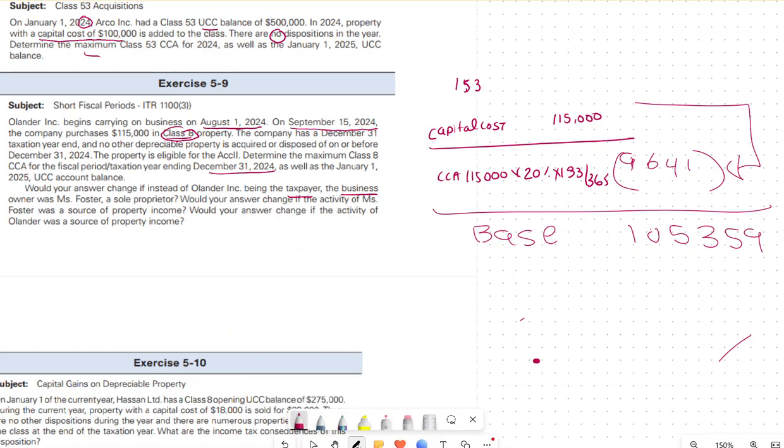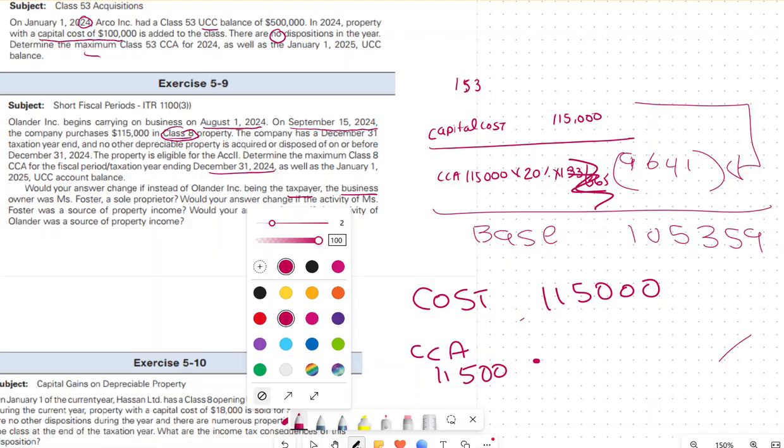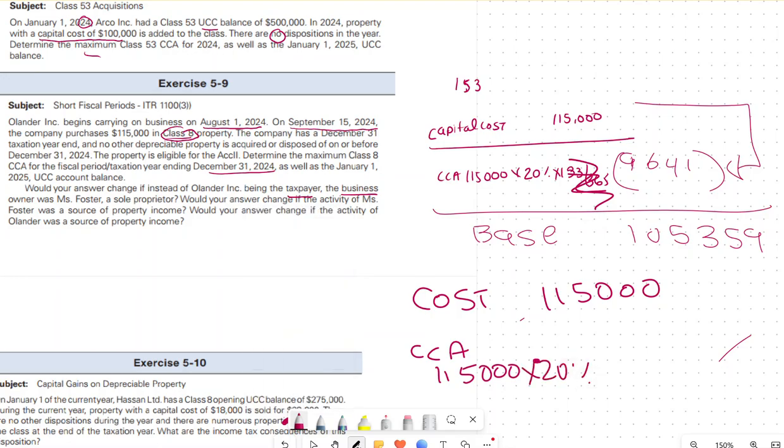So the cost of the asset is going to stay the same. I'm going to write it with my finger till it comes back. The cost of the asset will be the same amount, 115,000. And the only difference is when you're taking a CCA, there's no partial year, so this part is gone. So you're going to take 115,000, multiply by the 20%, and the CCA that you will take is 23,000.